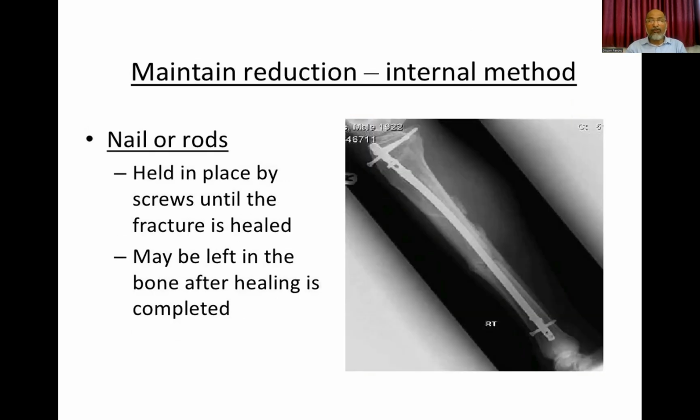Then you have got certain rods and nails which can be put inside the medullary canal, and that's why they are called intramedullary nails, which can be locking nails so as to avoid the rotation of the two fragments.